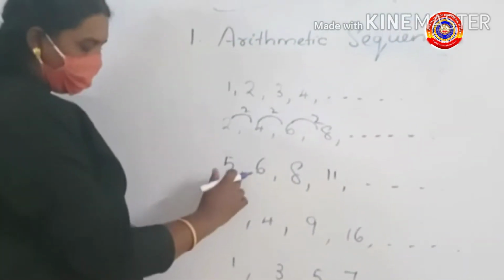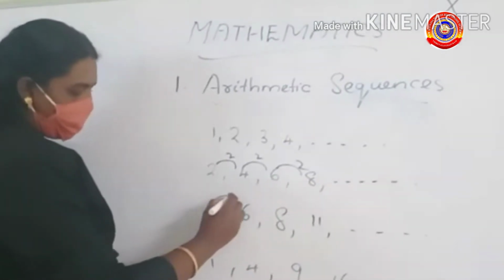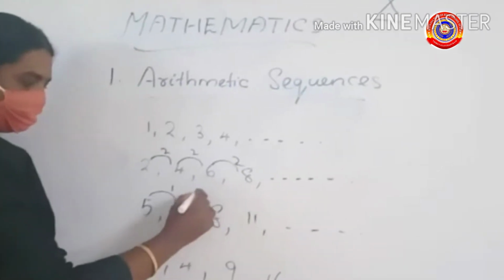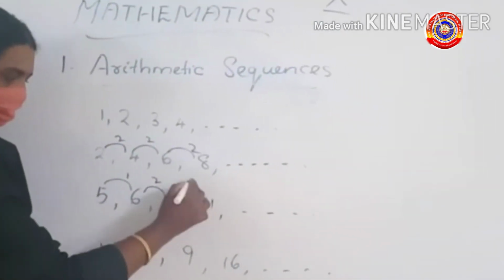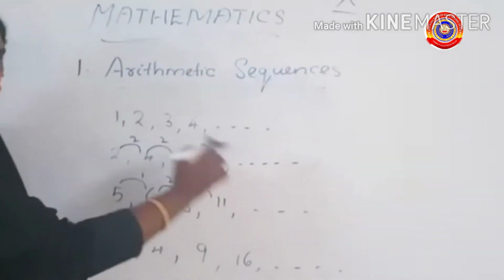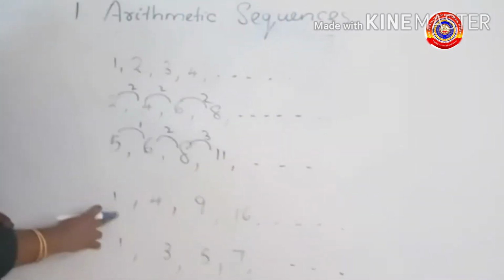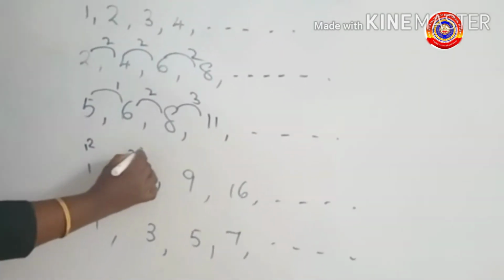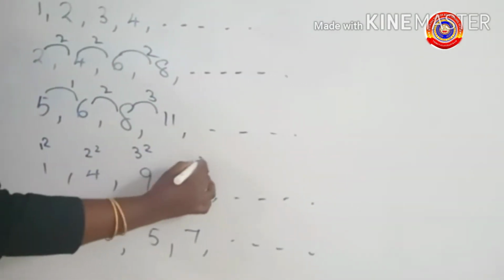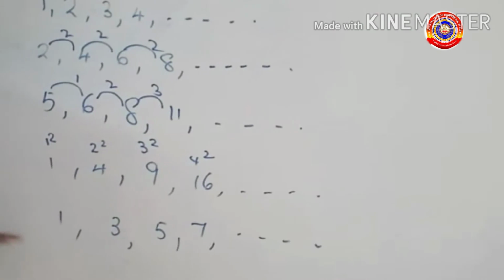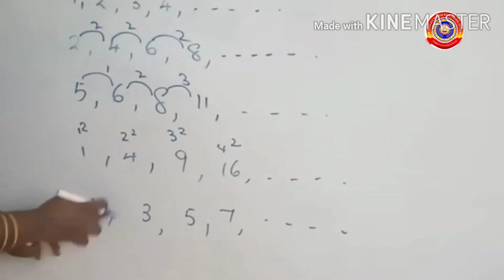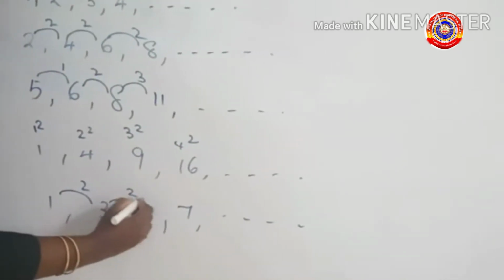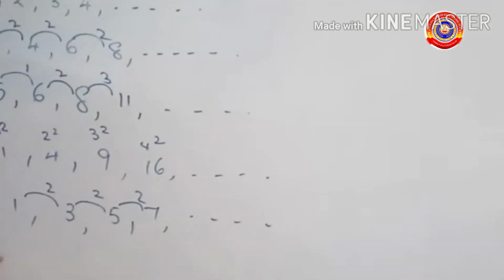In the third sequence, 5 is the first number, 5 plus 1, 6, 6 plus 2, 8, 8 plus 3, 11 and so on. In the fourth one, 1 is the first number, so let us take the square of the number to get the sequence. In the last one, 1 is the first number and 2 is added repeatedly to get the sequence.